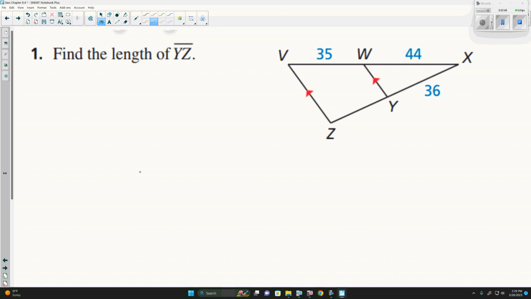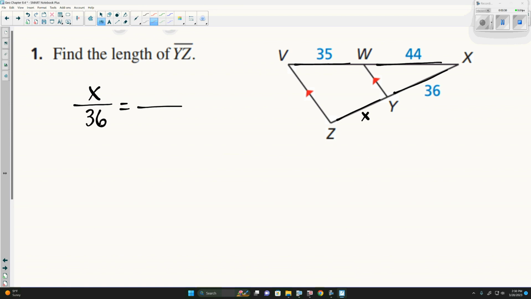Let's look at the next one. Find the length of YZ. So we want to find this length here. Now because WY and VZ are parallel, this length is proportional to this one, and this length is proportional to this one. And if we have proportionality, we have two fractions. Again, it's going to be helpful if X is in the numerator. So we can say this is X over 36.